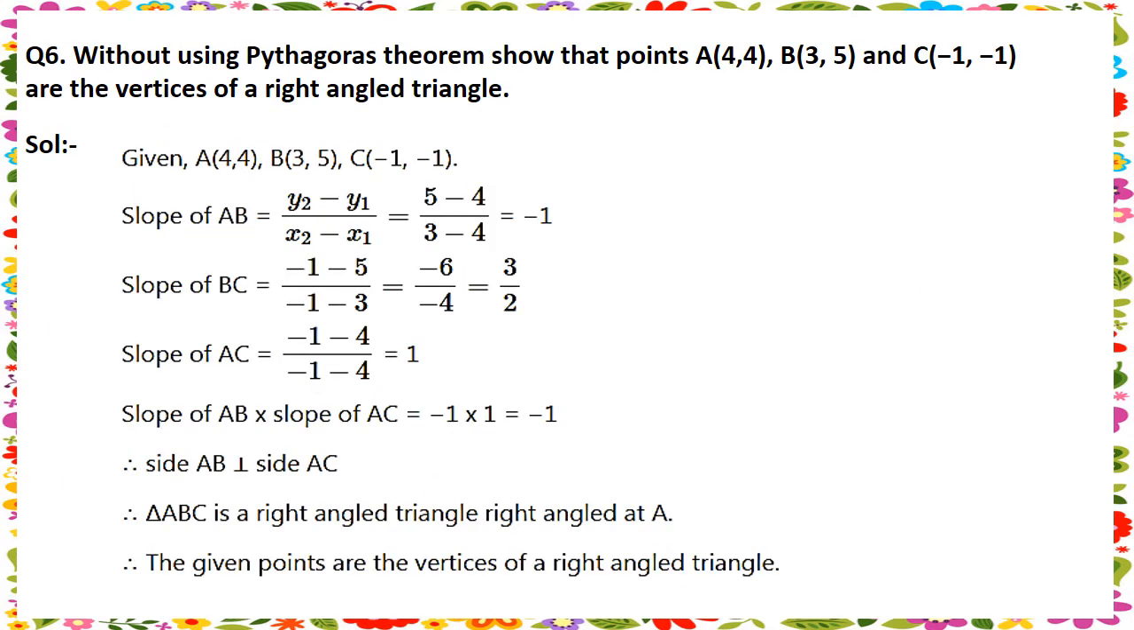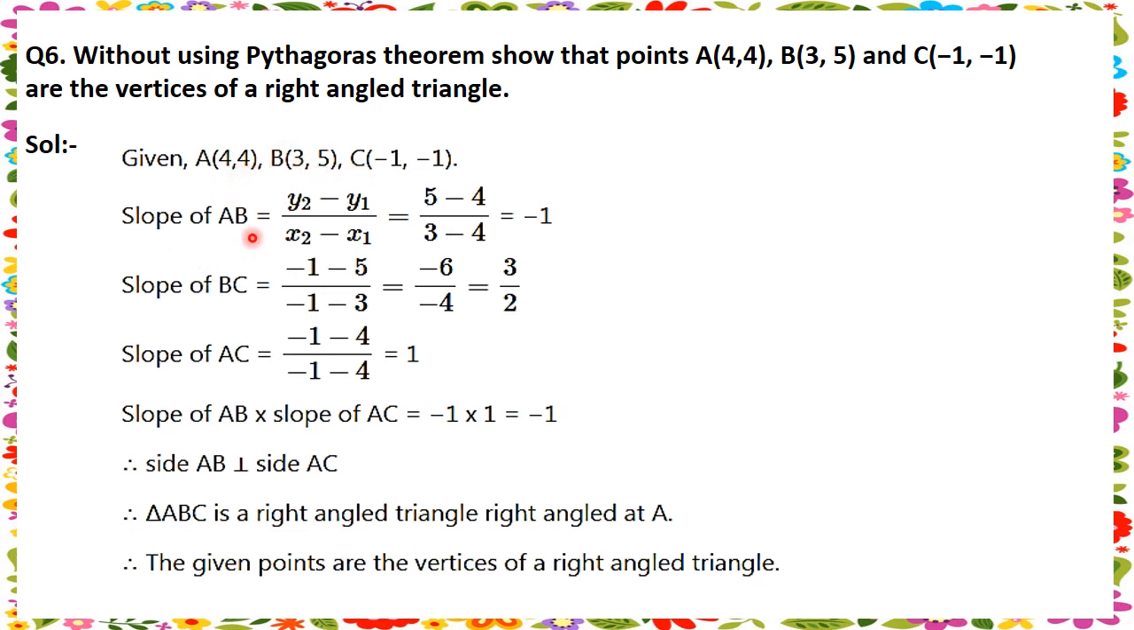Question number 6. Without using Pythagoras theorem, show that points A (4, 4), B (3, 5) and C (-1, 1) are the vertices of a right angled triangle. How will we prove that it's a right angle triangle? If any two sides are perpendicular. So we will find the slope of AB, BC and AC, which are actually forming the sides of the triangle.